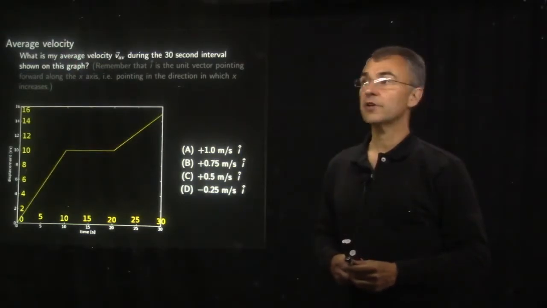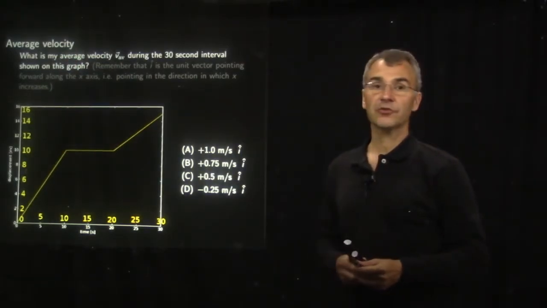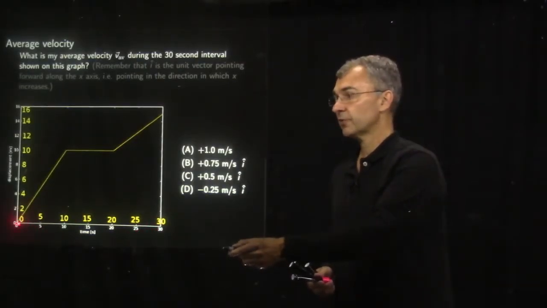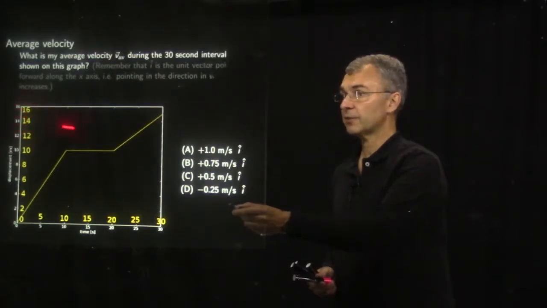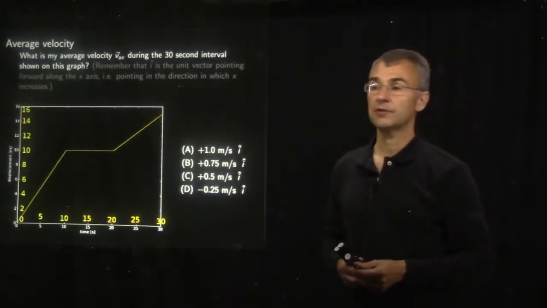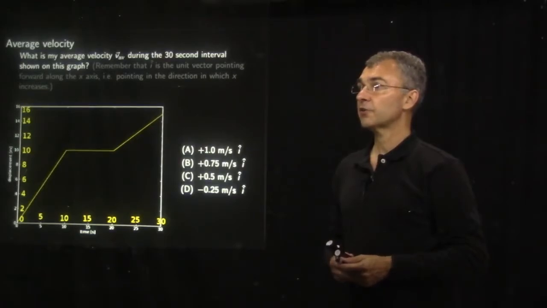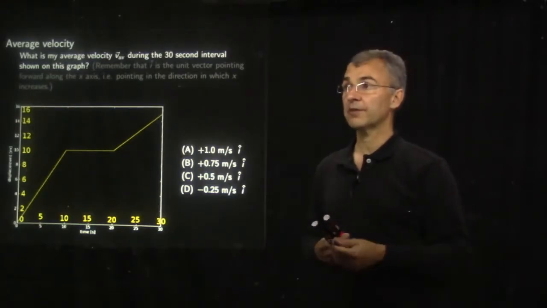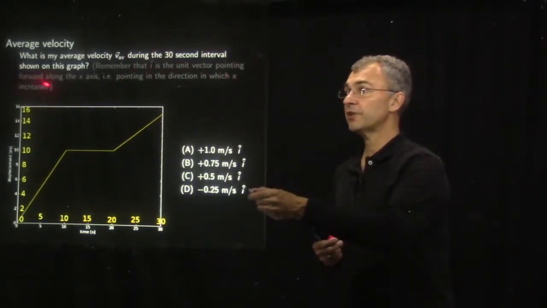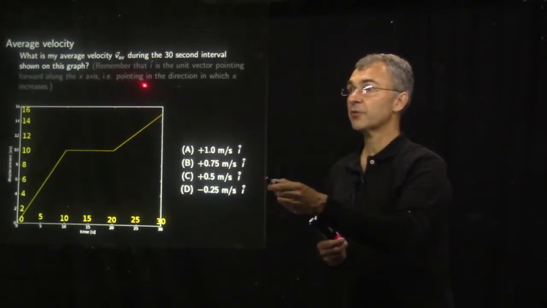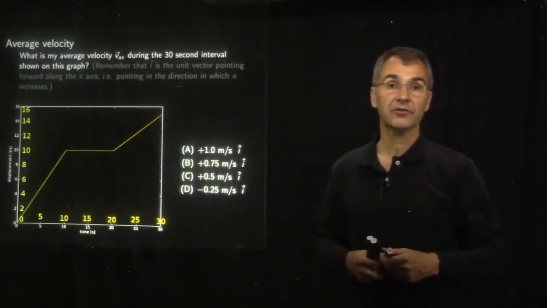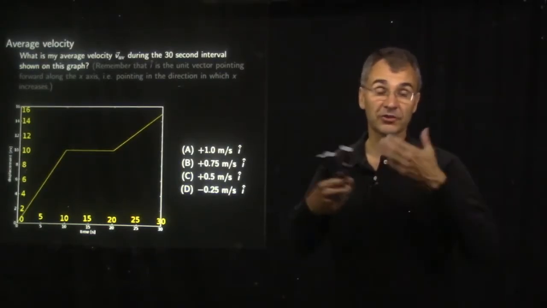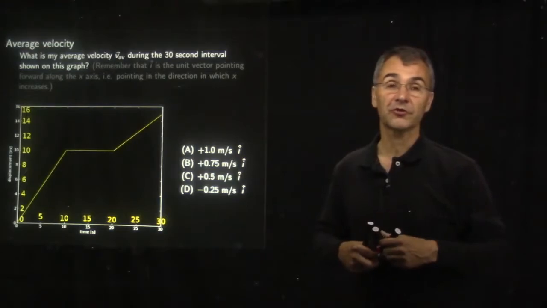What is my average velocity during the 30-second interval shown on this graph? So the time goes from 0 to 30 seconds. Displacement goes from 0 to 16, but really 15 is the largest point in meters. So my average velocity, oh, and by the way, remember that I hat is the unit vector pointing forward along the x-axis, in other words, pointing in the direction in which x increases. Okay. So I don't really like the I hat stuff, but I'm going to use it just enough that it doesn't look too unfamiliar when you see it in the book.